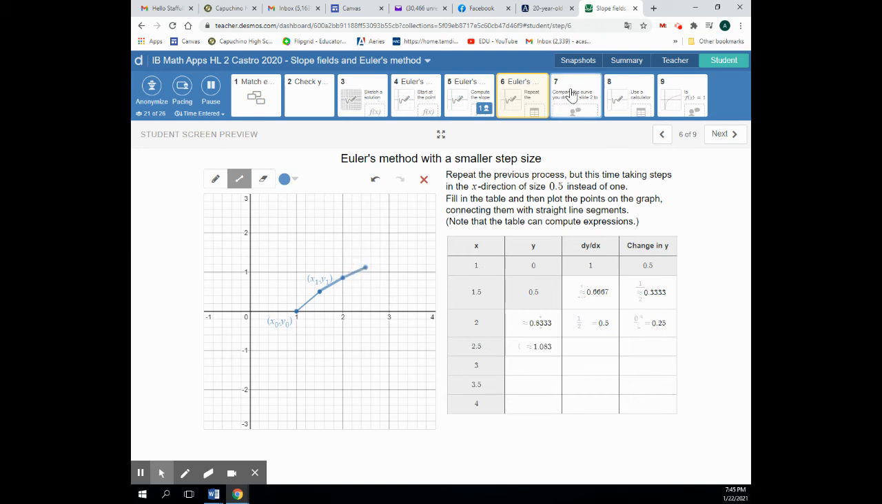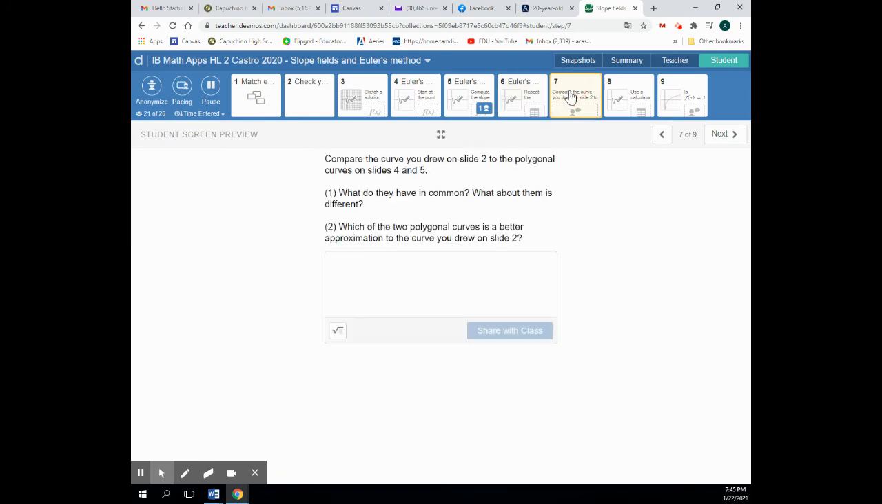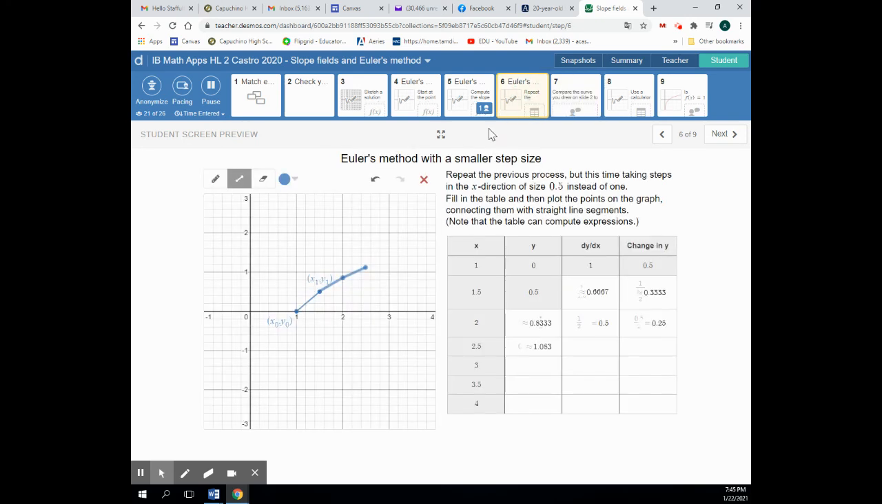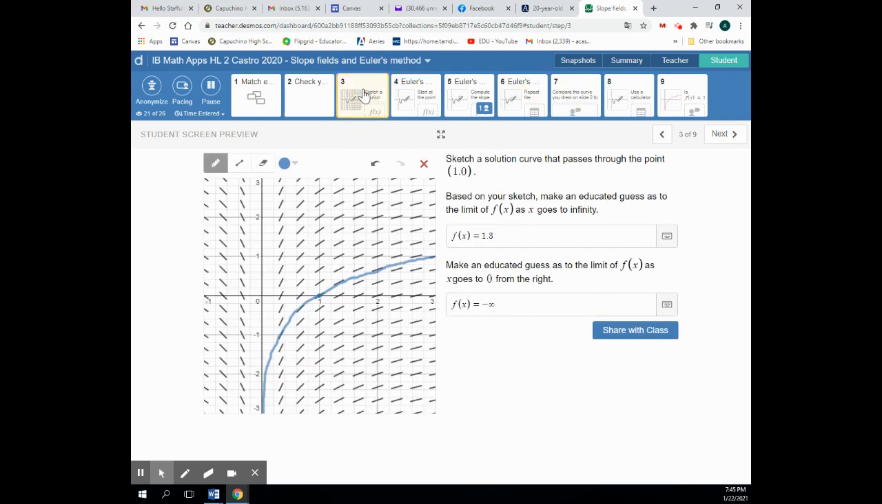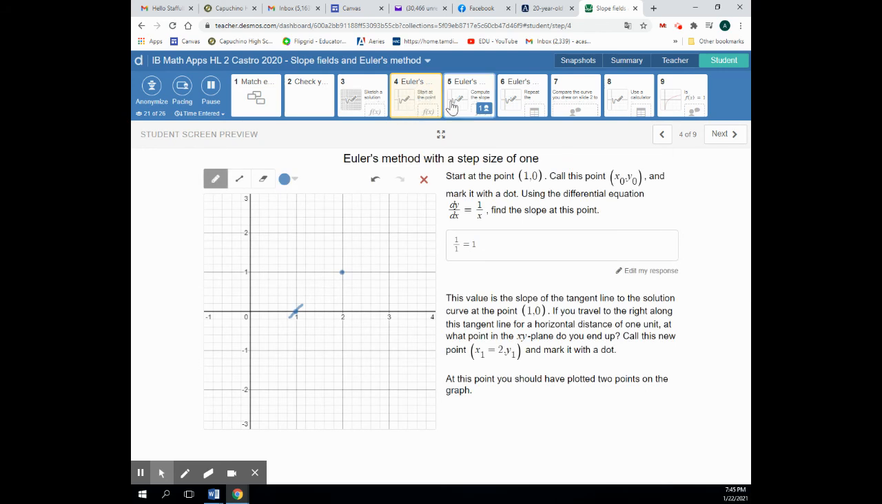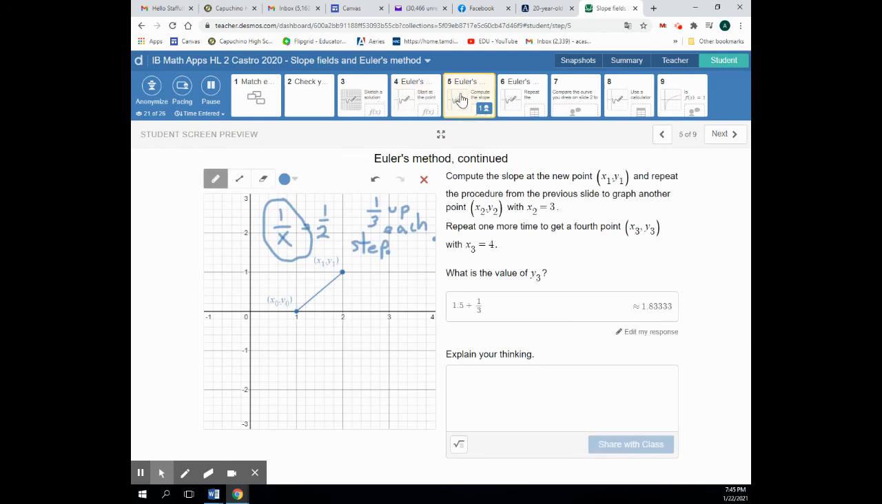All righty. So then on slide 7, they want you to go back. It says, compare the curve you drew on slide 2. You didn't draw one on slide 2. That's a typo. That should say 3. Okay, so you're going to take this one on 6, and you're going to go back and see how does it compare to the one you drew by hand on 3 when you were using the slope field to solve the problem. And you're going to look at the other ones that you did along the way.